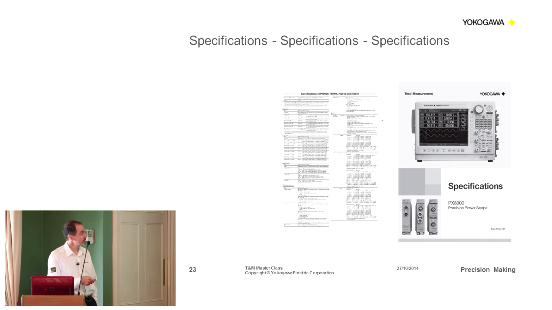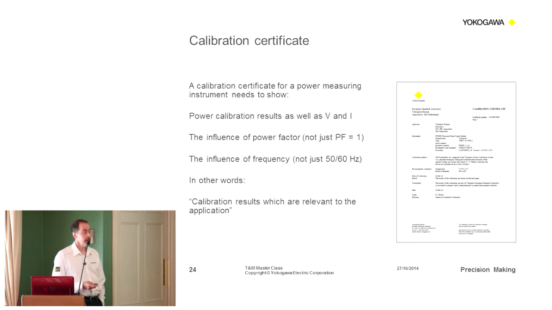And specifications, everything is specified. So the specifications for this instrument is 6 pages long, essentially, to be able to give you the ability to work out what the actual error is for your power measurement. How do you prove that?